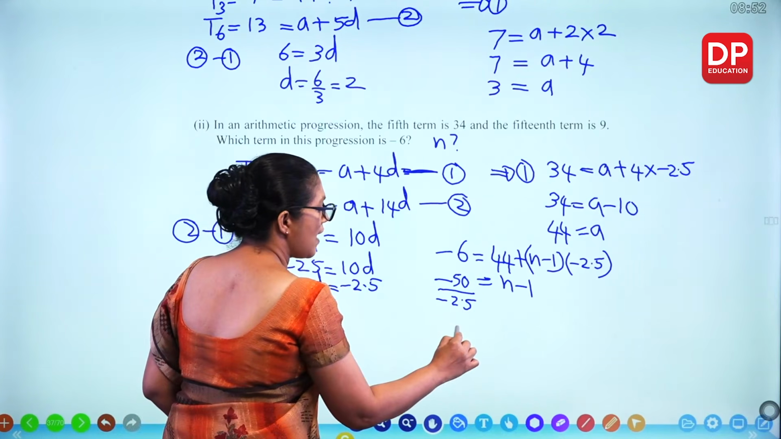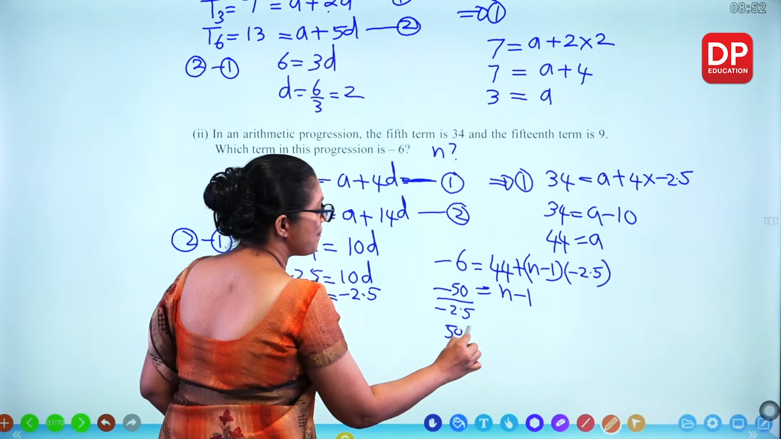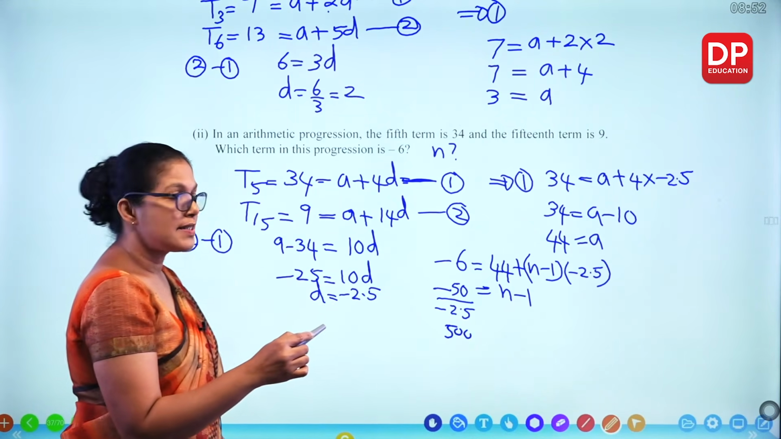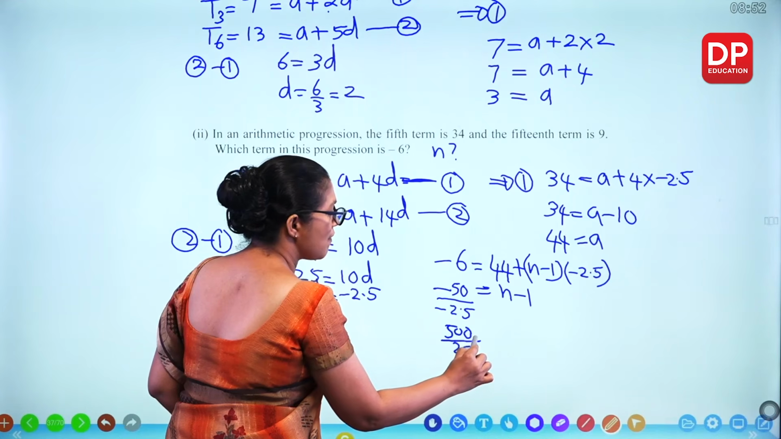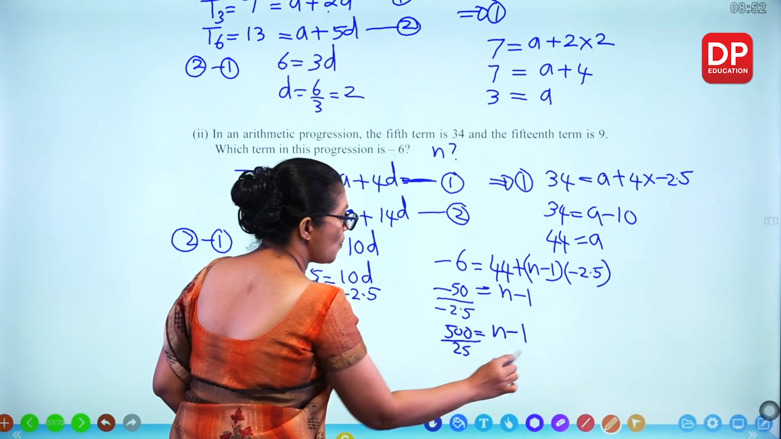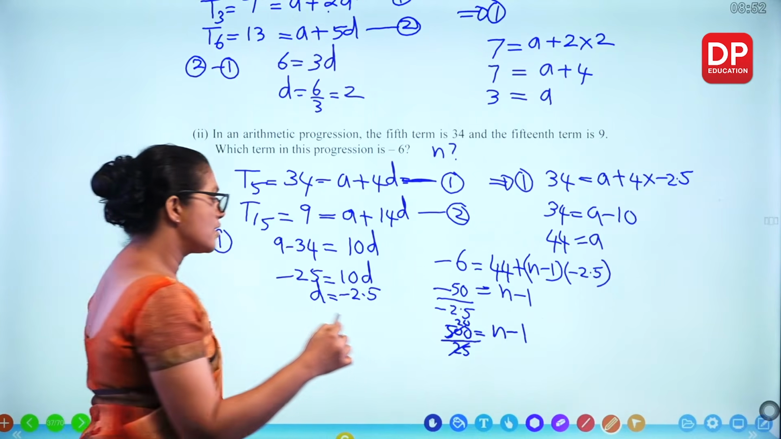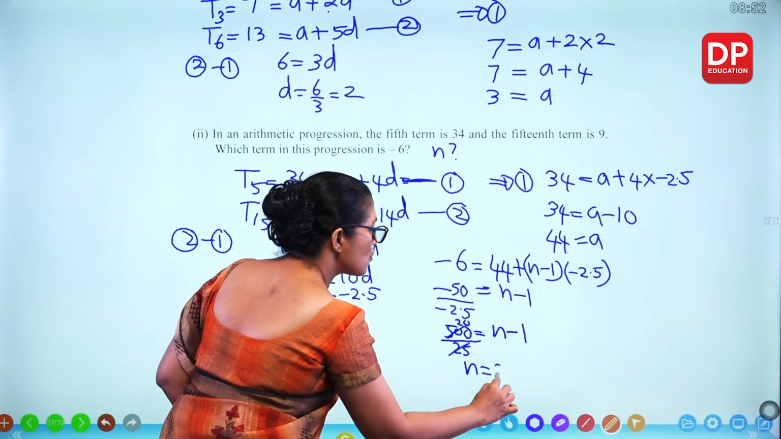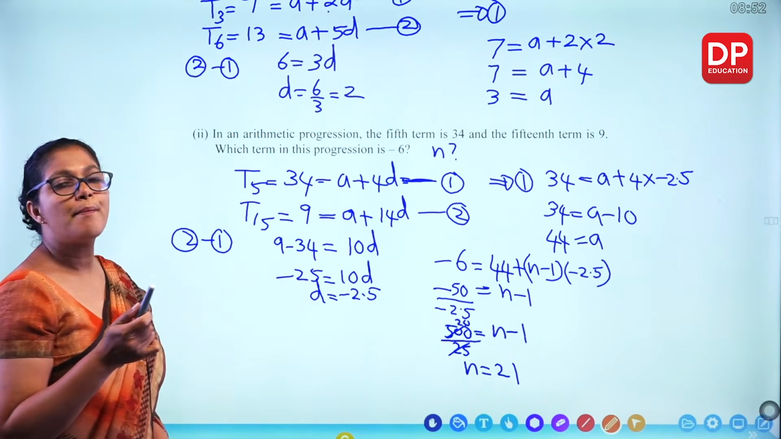Minus minus gets cancelled out. 25. 500 divided by 25. When you want to get rid of this decimal, you multiply by 10. 500 divided by 25 is n minus 1. So you get 20 here. 20 plus 1, 21. So n equals 21. So that means the 21st term is minus 6.